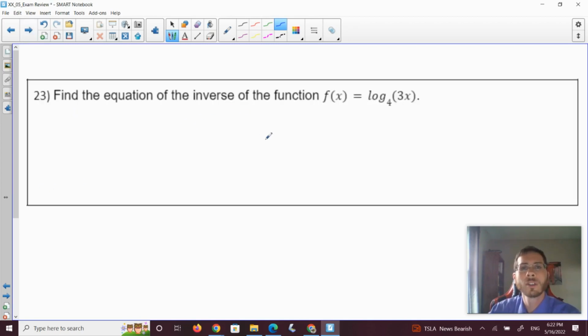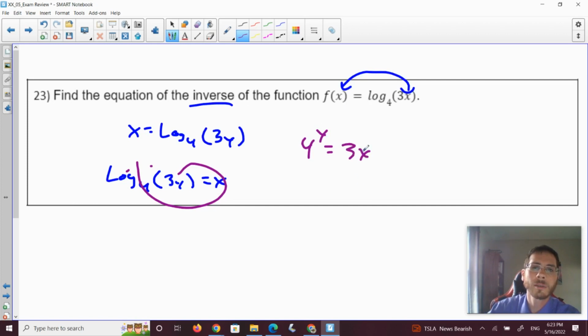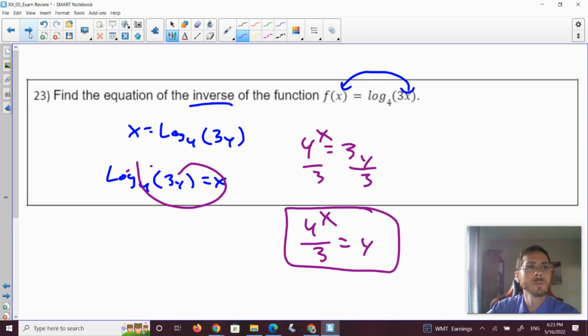For 23, find the equation of the inverse. So again, we're doing another inverse, which means we have to switch the x with the y. So we'll have x equals log base 4 of 3y. If I want to use the snail, again, I have to have the log on the left side, but we can do that. So that gives us 4 to the x equals 3y. Divide both sides by 3. So 4 to the x over 3 equals y. And we're all done there too.